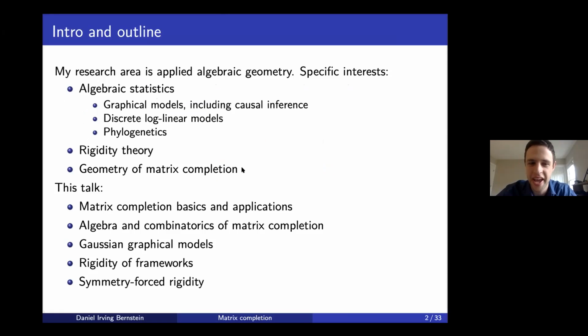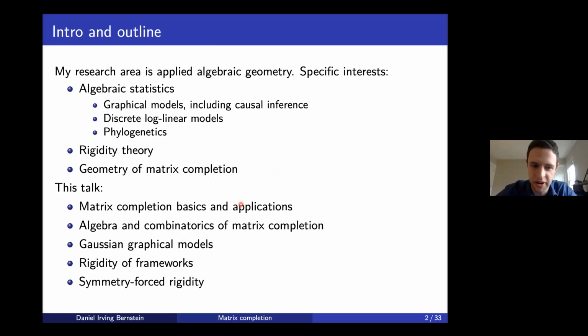anyway, just before I dive into the details of my talk, very briefly, my research area is applied algebraic geometry. My specific interests include algebraic statistics, and more lately I've been involved in rigidity theory and the geometry of matrix completion, and that's mostly what I'm going to talk about, although I will give a connection to Gaussian graphical models from an algebraic perspective.